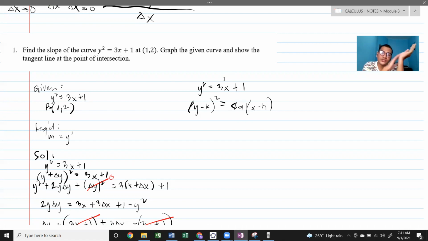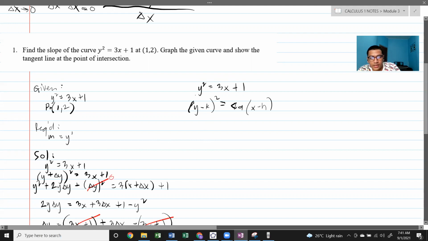If it is positive, it opens to the right. If it is negative, it opens to the left. If the square is in the dependent variable, the y, it is symmetrical about the x-axis. If the square is in the x, it is symmetrical about the y-axis. So since it is squared at the y variable, it is symmetrical about the x-axis. We can verify it, class, by using the symmetry test. Just substitute negative y for y, and if the function does not change, then definitely it is symmetrical about the x-axis.